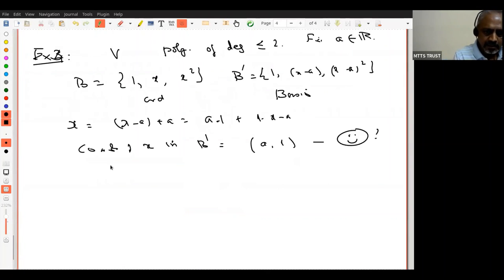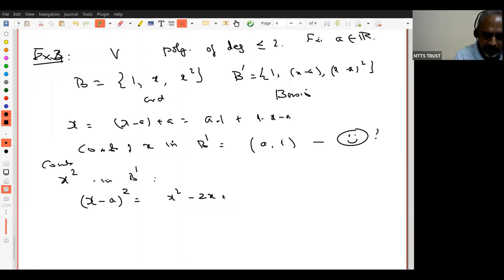Yeah. And let's look at what are the coordinates of x squared, in the B dash basis, in the ordered basis B dash. Now notice that, let us look at (x minus a) whole squared. It is x squared minus 2xa plus a squared, right? Therefore, x squared equals (x minus a) whole squared, okay, plus 2xa minus a squared.